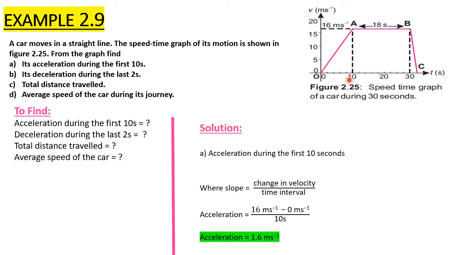As you know, acceleration is equal to change in velocity divided by the time interval. The velocity at point A is 16 meter per second. So the final velocity is 16 meter per second, whereas the initial velocity is 0 meter per second. So their difference divided by the total time interval, which is 10 seconds, gives us the acceleration. 16 minus 0 meter per second divided by 10 seconds gives us 1.6 meter per second square acceleration.